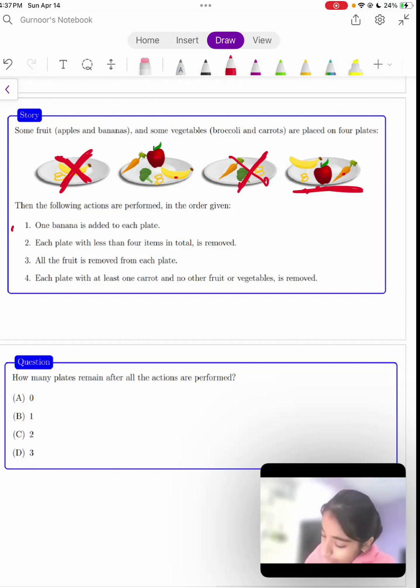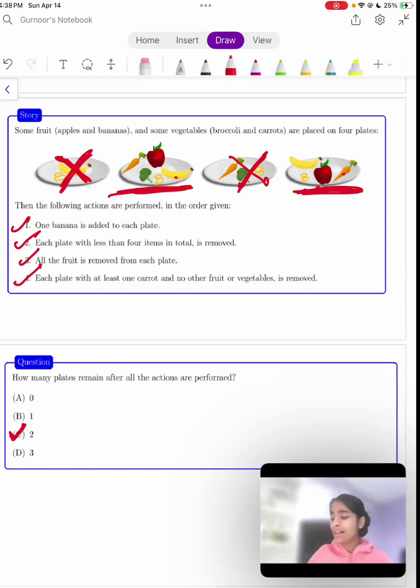So we're done with that, we're done, we've done all the actions. Now they're asking how many plates remain after all the actions are performed. As you can see, we have eliminated 2 plates and we're left with 2 plates. So our answer is going to be answer C.